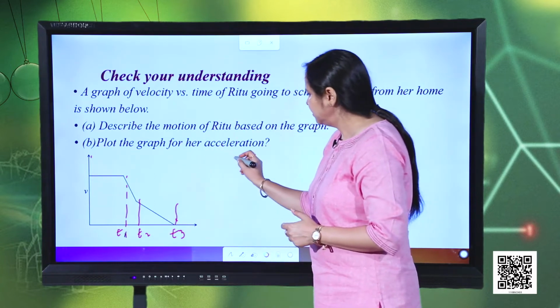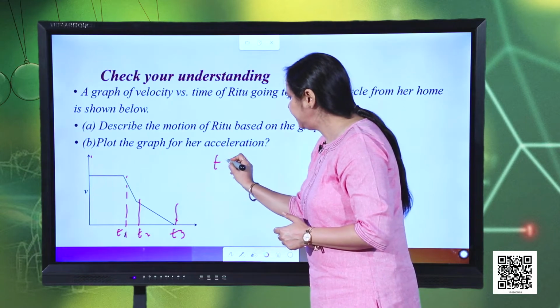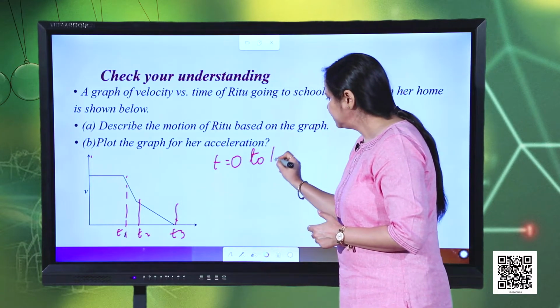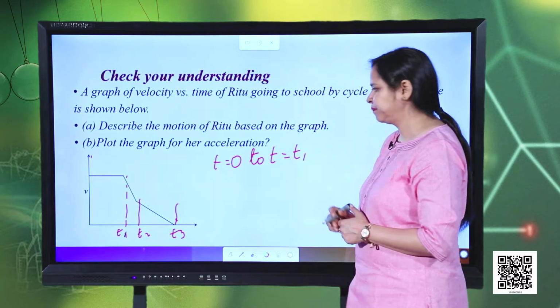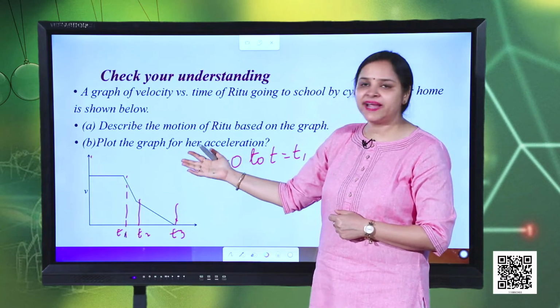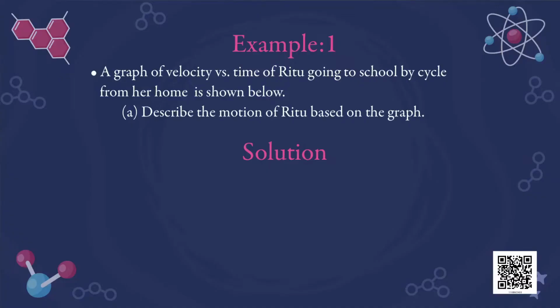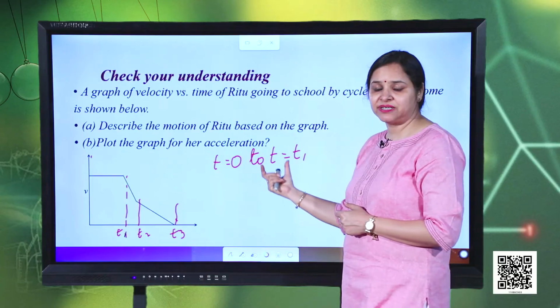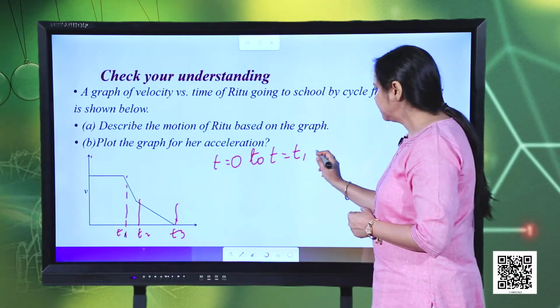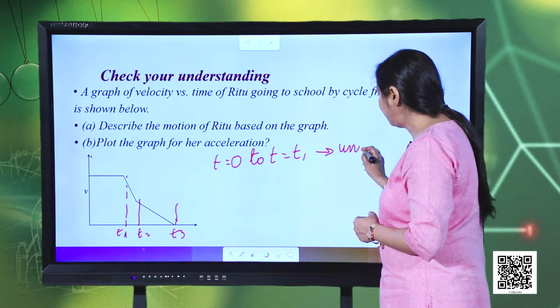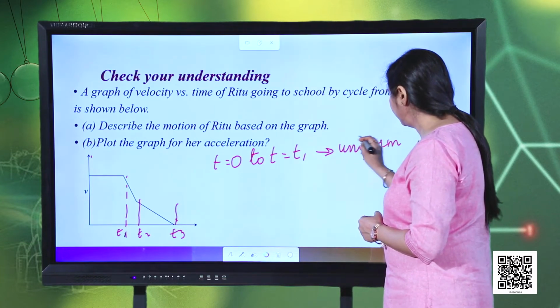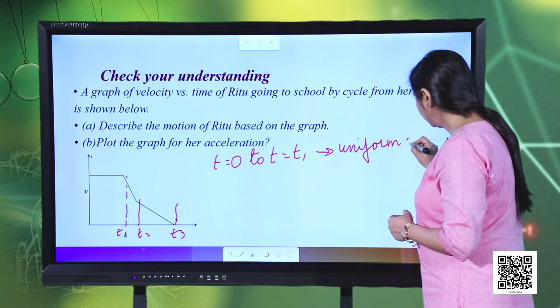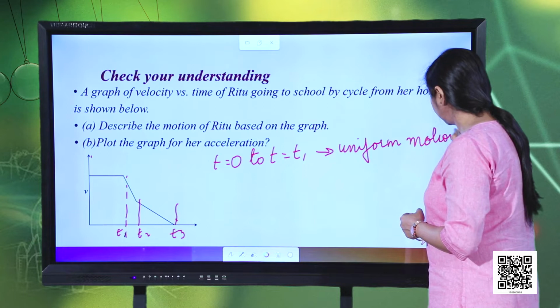Now, let us talk about the time duration of t = 0 to t = t1. What may we conclude just looking at the velocity-time graph? Here we can see that during the entire motion from time 0 to t1, the velocity of Ritu is constant. So, can we say that during this time duration from 0 to t1, the velocity was uniform? So, it is a uniform motion. The motion is uniform where the velocity is the same. So, this represents uniform motion.